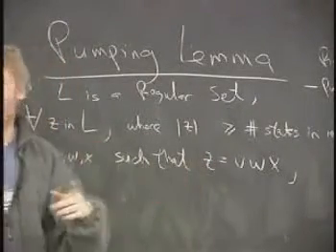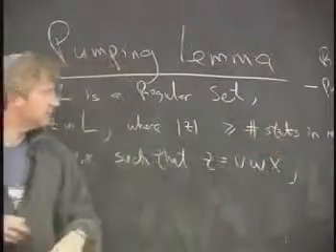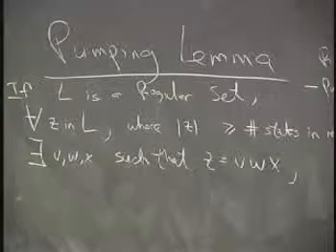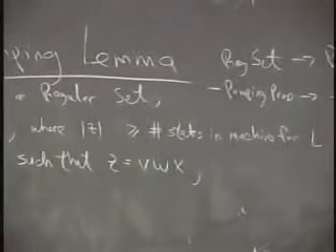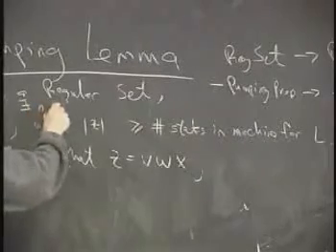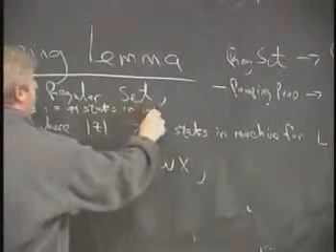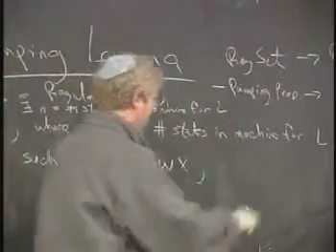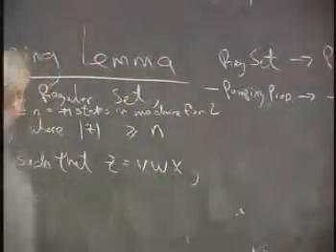The loop has to come within the first, let's give this a name. Instead of saying number of states in the machine for L, I'm going to write a line up here: there exists an n equal to the number of states in the machine for L. That'll save me writing this over and over again. I can just write n. If nobody minds, I'll do that.